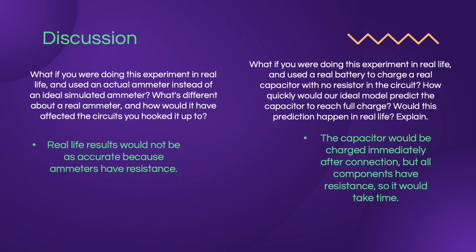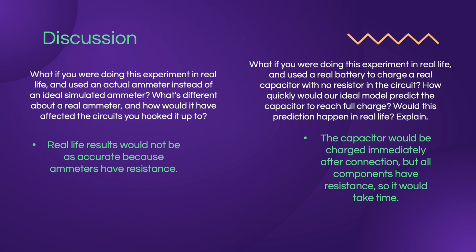So discussion. What if you were doing this experiment in real life and used an actual ammeter instead of an ideal one? What is different about the real one, and how would it affect the circuits when hooked up? So the real life results would not be as accurate because ammeters have resistance. Therefore, the numbers would not be the same, the calculated voltages.